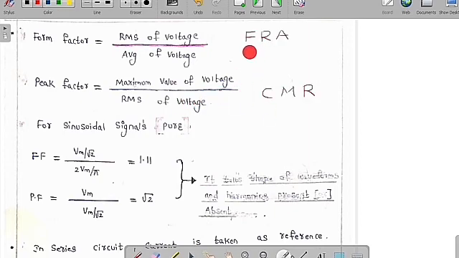So you can see clearly here, FRA means form factor is equal to the ratio of the RMS value of the signal to the average value of the signal, whereas crest factor or the peak factor is equal to the ratio of the maximum value of the signal to the RMS value of the signal.